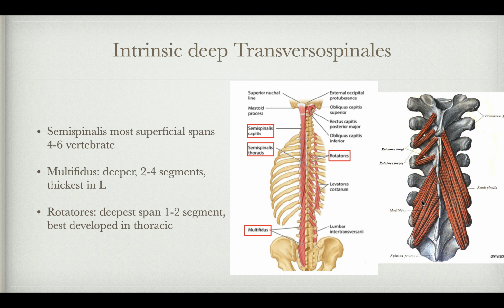So this is kind of like a dissected image. This would be covering the multifidus, and the multifidus would be covering these, the rotatores. These are the deepest. They span only 1 to 2 segments, and they all play a role in being able to rotate the spine. So the multifidus is the thickest in the lumbar region, and the rotatores are best developed in the thoracic region.